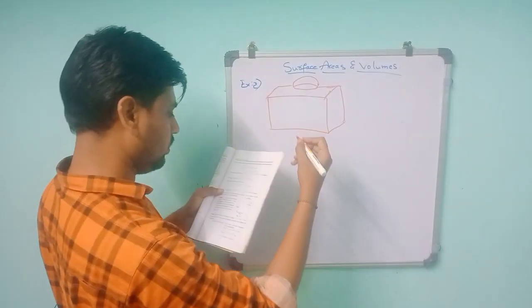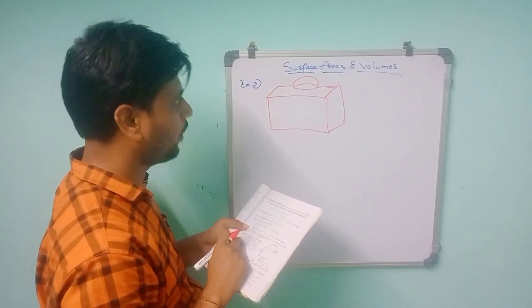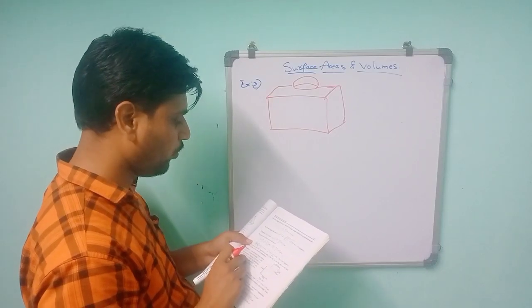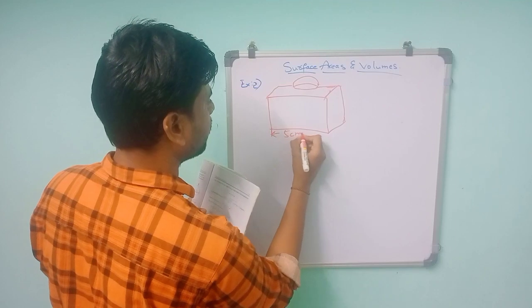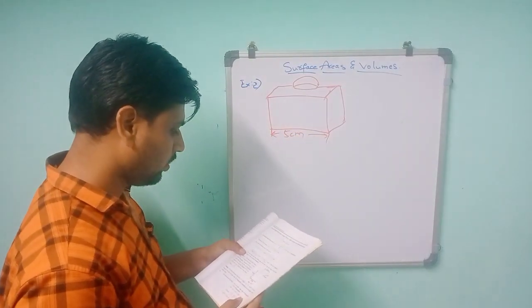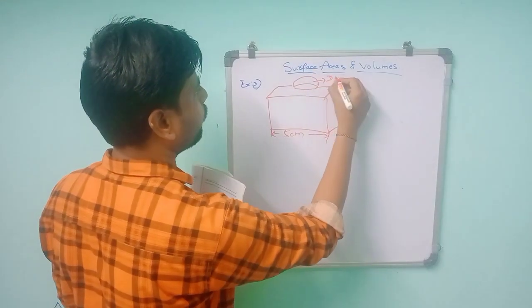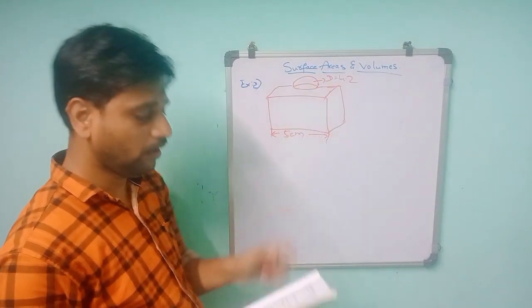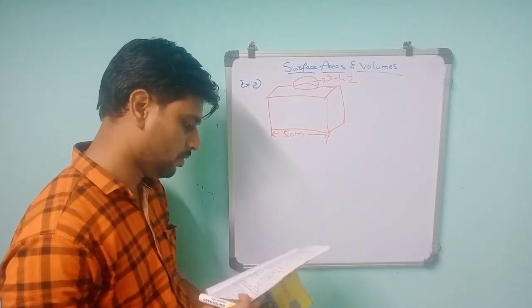The solid given in Figure 13.7 is made up of two shapes, a cube and a hemisphere. The base of the block is a cube with edge 5 centimeter, so all sides will be equal because it is a cube. The hemisphere is fixed on the top, and its diameter is given as 4.2. It is not the radius, the diameter is given. Then find the total surface area of the block.